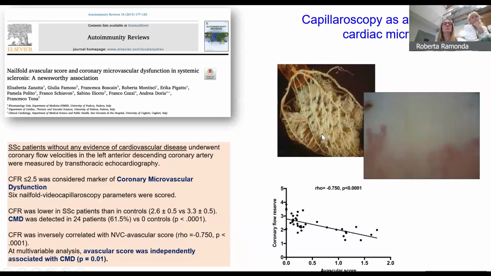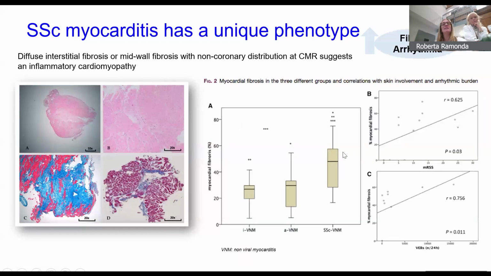As you can see, we also contributed to strengthen this concept, demonstrating that there is a clear association between microangiopathy, the nailfold microangiopathy, and coronary microvascular dysfunction. So the disease is systemic. And the biopsies from these patients highlighted the high frequency of fibrosis that is higher compared for frequency and distribution and diffusion compared to other forms of virus-negative myocarditis.